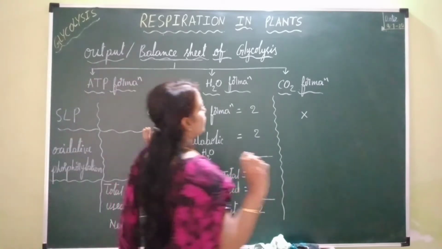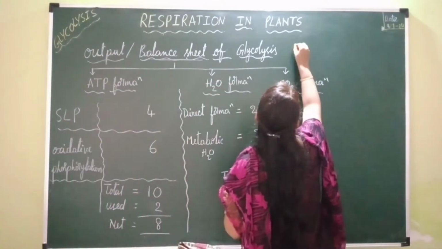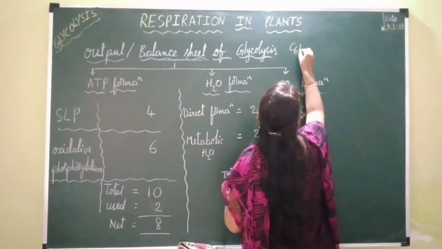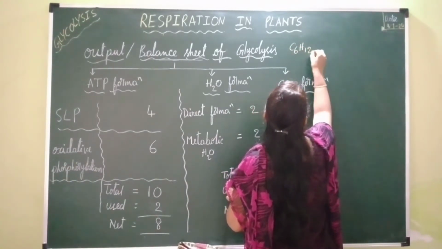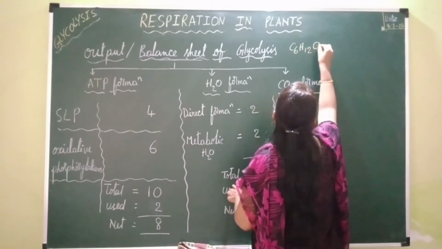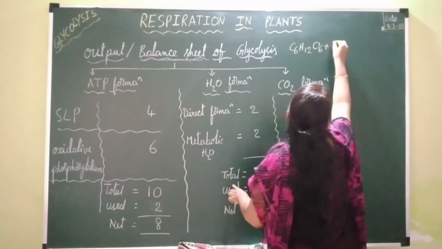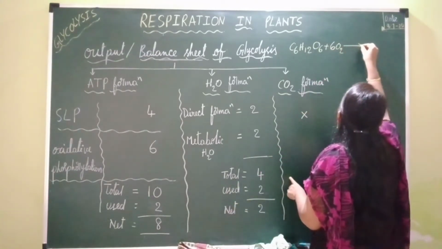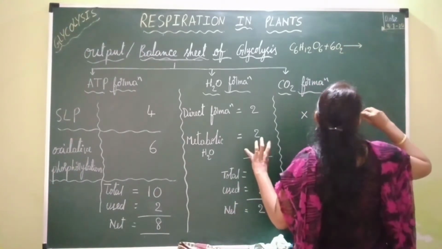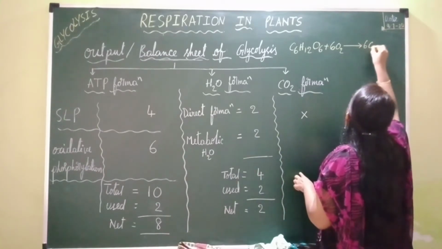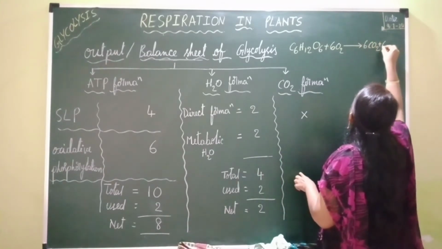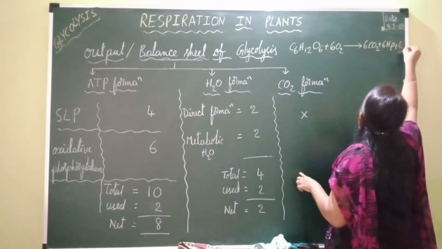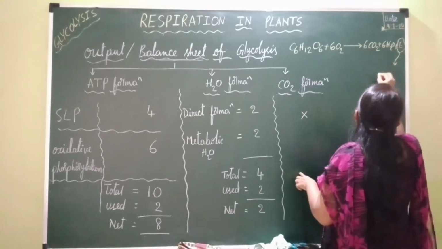Because what happens during aerobic respiration is nothing but the breakdown of a substrate. The most favored substrate is glucose. So C6H12O6 plus 6 molecules of oxygen, during aerobic respiration, will undergo complete breakdown into 6 molecules of carbon dioxide, 6 molecules of water, and energy is released. A large amount of energy is released in the form of heat energy.